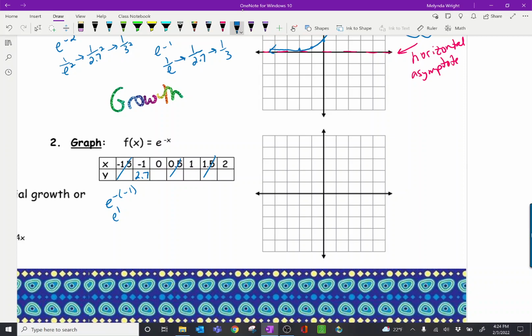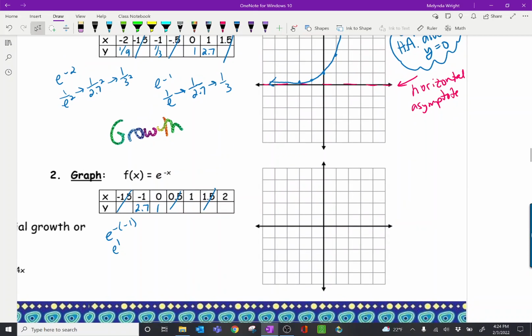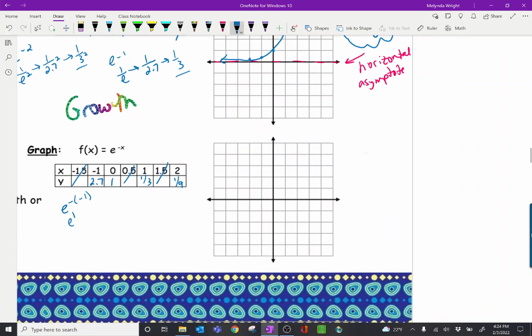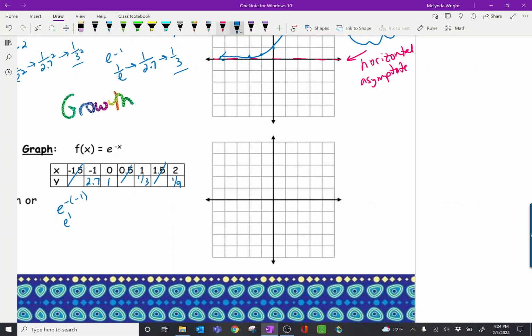Then we have e to the 0 would be 1. E to the -1, we did that up here, right? E to the -1 we decided was going to be 1/3, and e to the -2 we decided was going to be 1/9. All right, so now it's a parent one function, so the horizontal asymptote is going to be right there.